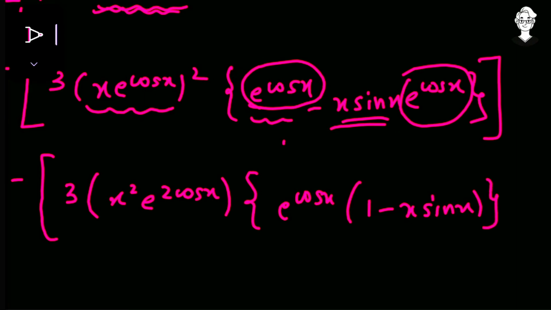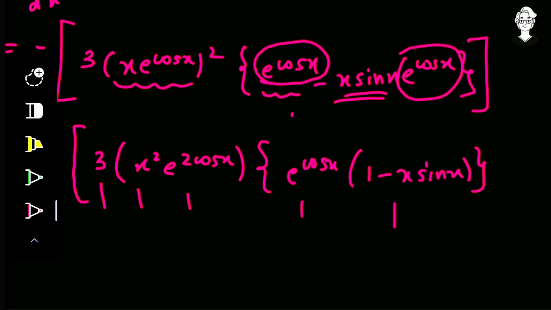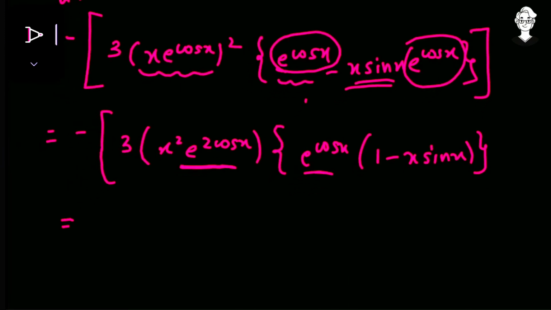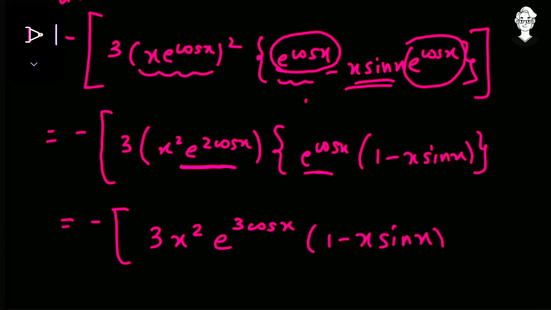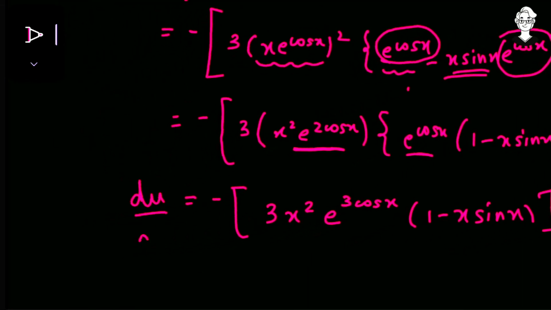Now again I can look over here: all these things, first, second, third, fourth and fifth, all five of them are in multiplication. So here also I can observe e to the power 2 cos x and e to the power cos x. According to the exponential rule, it can be written as 3 times this, x squared as it is, and the powers will be added. So 2 cos x plus cos x, that is 3 cos x, multiplied by 1 minus x sin x, and the brackets are closed. So that was the derivative of u with respect to x.